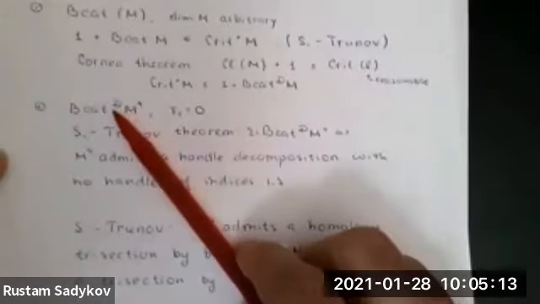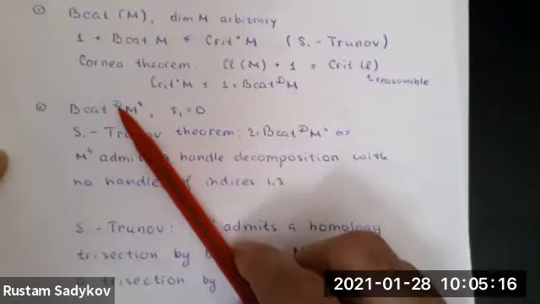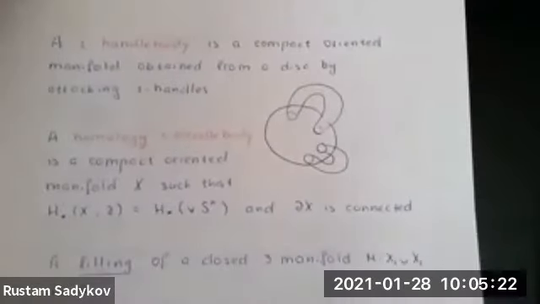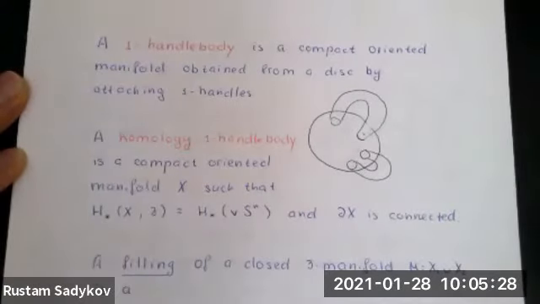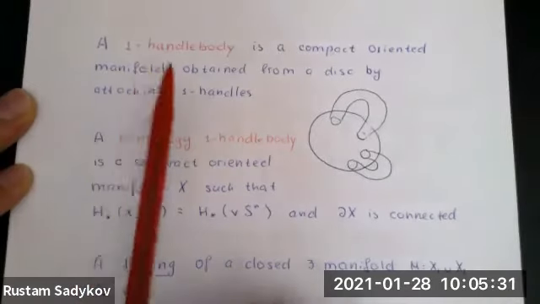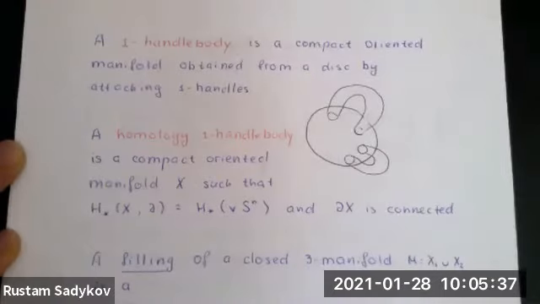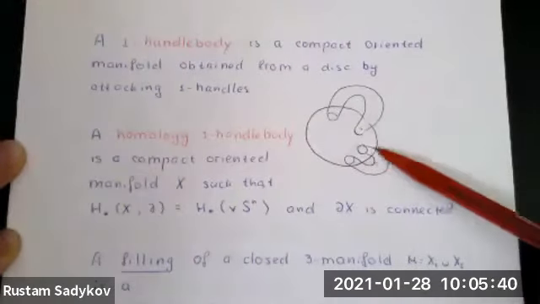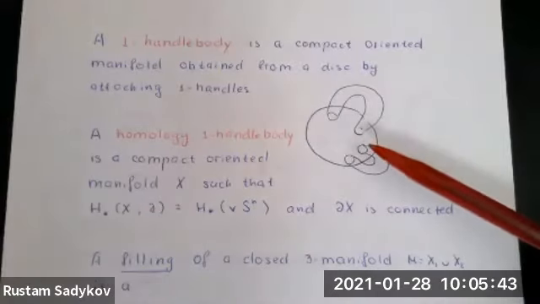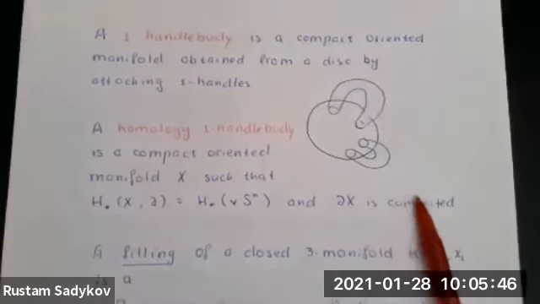So now I'm going to turn to the last part, about the fillings of the manifold M by smooth 3-dimensional balls. As I said, this will be closely related to Heegaard decompositions and trisections. Let me recall that a 1-handlebody is a compact oriented manifold obtained from a disk by attaching 1-handles. So basically you take a ball and attach 1-handles in an orientable way, and you get a 1-handlebody. But we are also interested in homology 1-handlebodies.